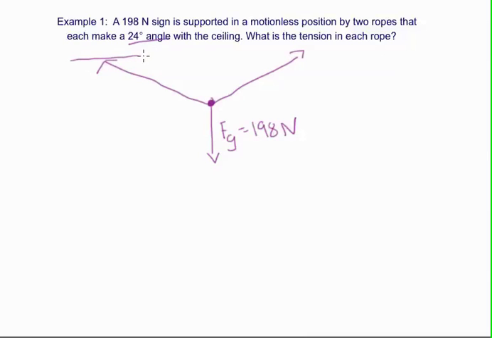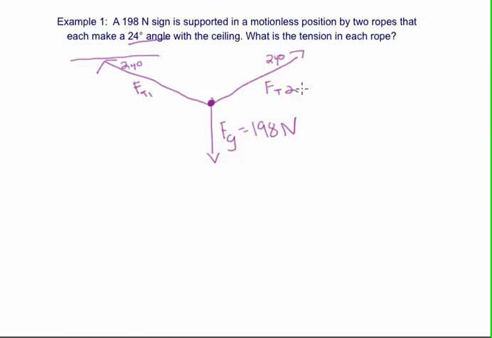So if we're visualizing it, here's the ceiling. This angle has to be 24 degrees because this is visually obviously more than 90 degrees. And so this angle also has to be 24 degrees for the same reason. So this is force of tension 1 and force of tension 2.